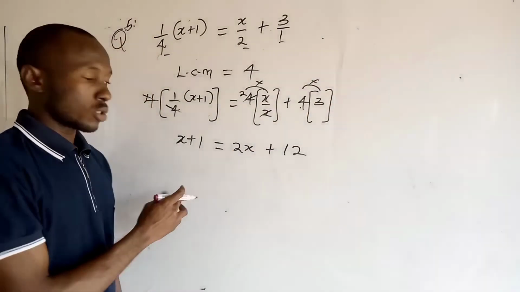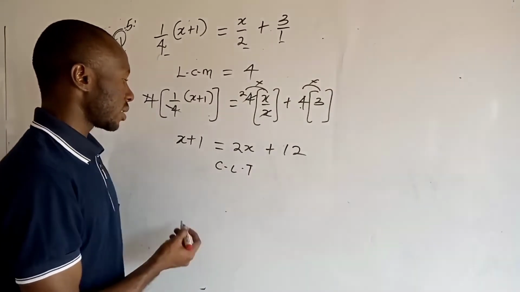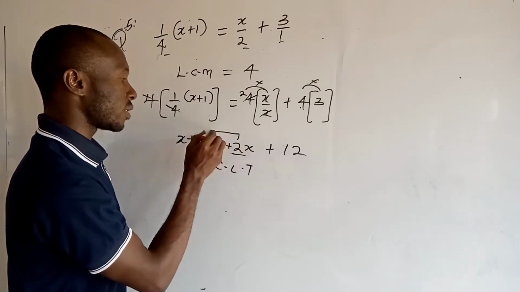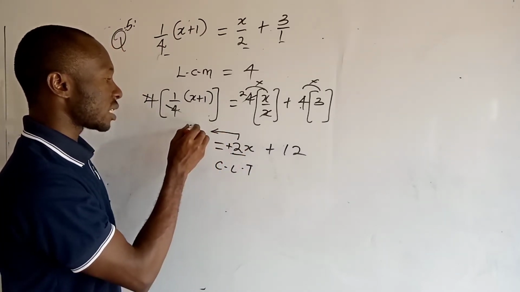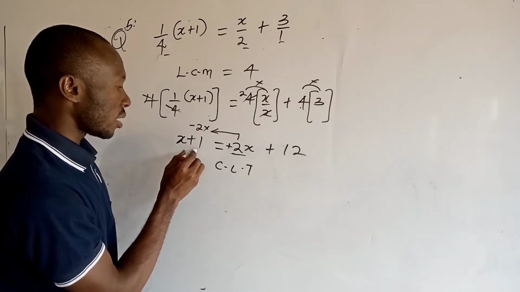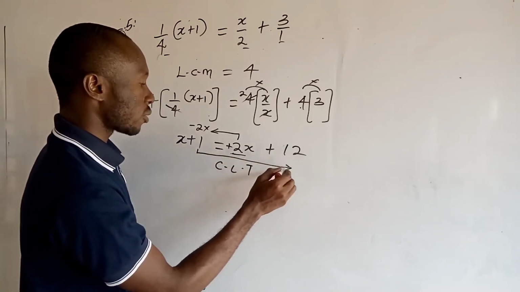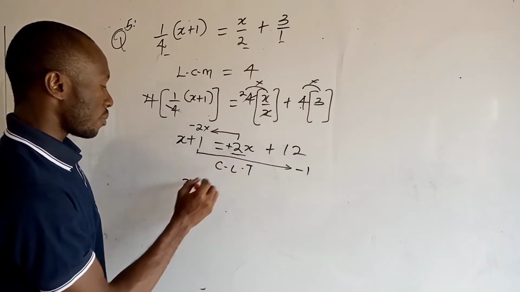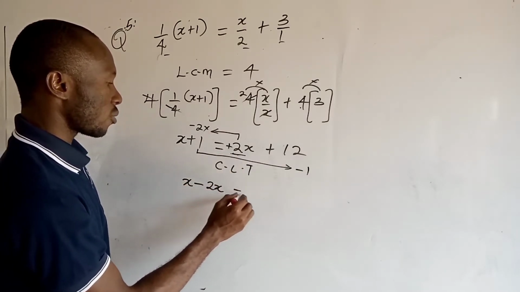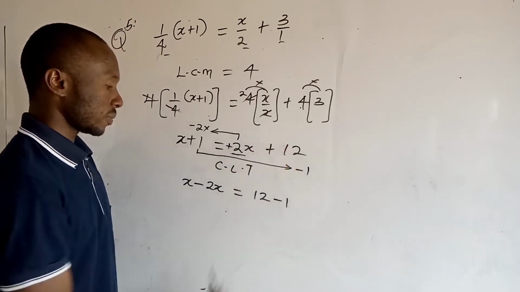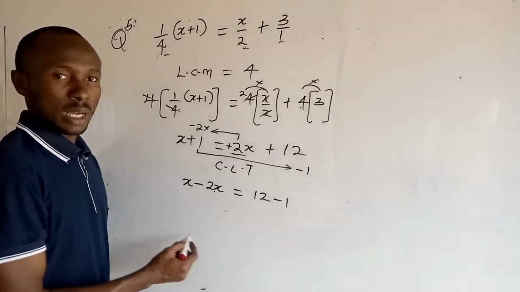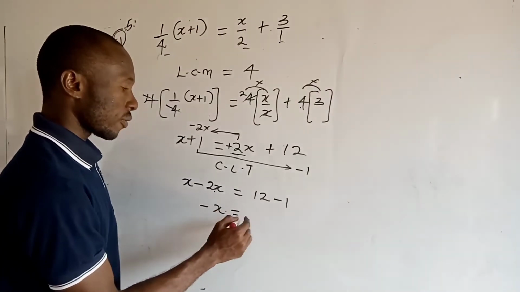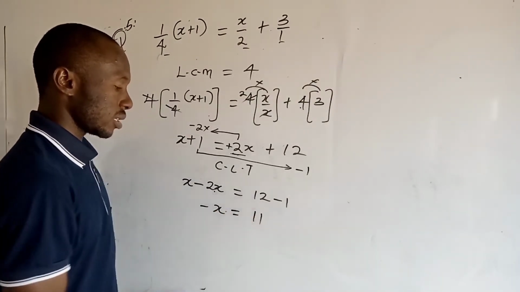Okay, the next thing you want to do is to collect like terms. Now you want to take this positive 2x to the other side of the equation, and it becomes negative 2x, and you want to take positive 1 to this side of the equation, and it becomes negative 1. So I have x minus 2x is equal to 12 minus 1. Okay, so x minus 2x will give me minus 1x, which is minus x. And of course, 12 minus 1 is just 11.